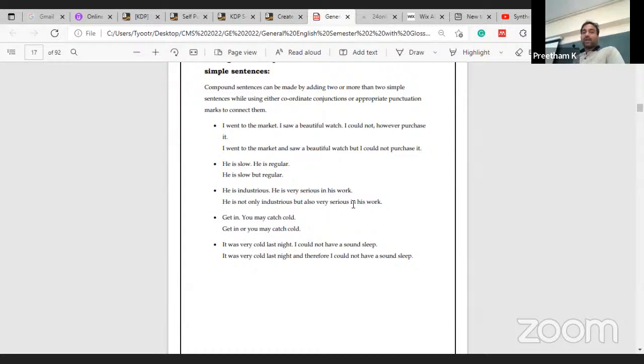He is industrious. He is very serious in his work. He is not only industrious but also very serious in his work. Or you can even change it to he is industrious and serious in his work. Get in, you may catch cold. Get in or you may catch cold. So it's a contradictory statement. You have to identify a suitable conjunction. Conjunctions does not mean you can fit in one conjunction to all types of sentences. Depending on the meaning that the sentence intends to convey, you have to use it.